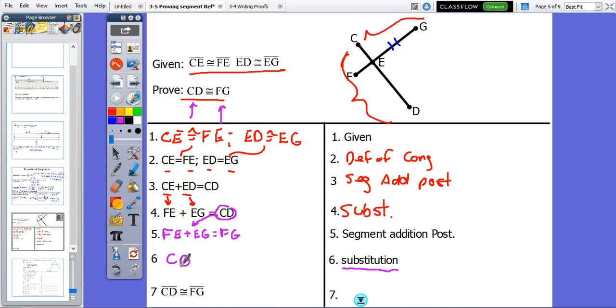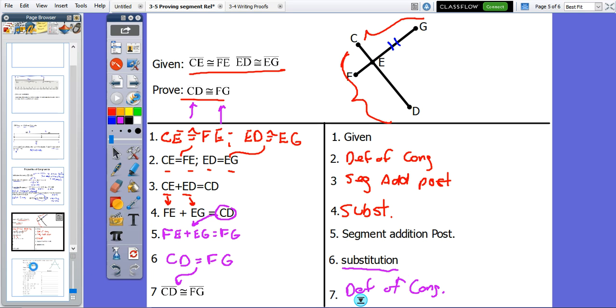We're going to say CD is also equal to FG by substitution. Now, all we did right here is switch that from equal to congruent. So that will be our definition of congruence. And that's it. That's that one.